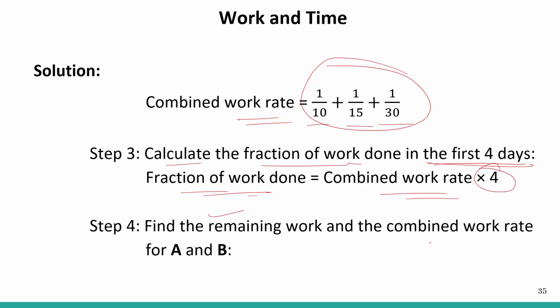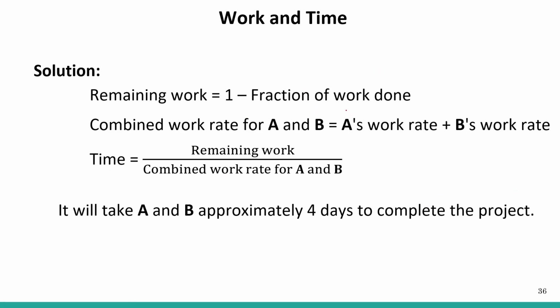Then we find the remaining work and the combined work rate of A and B. So the fraction of work done is equal to 1 by 5 into 4, which is 4 by 5, right? So the remaining work is equal to 1 minus 4 by 5, which is 1 by 5. This much work is remaining. So the combined work rate of A and B is equal to 1 by 10 plus 1 by 15, which became 1 by 6. So 1 by 6 is their combined work rate.